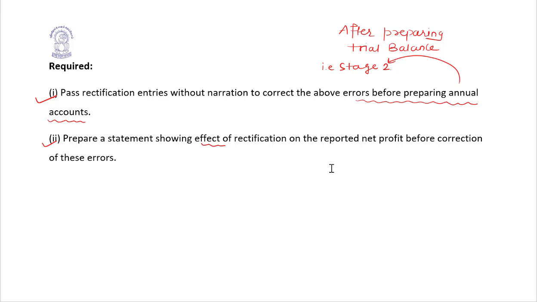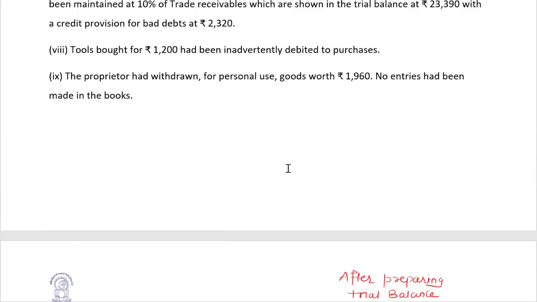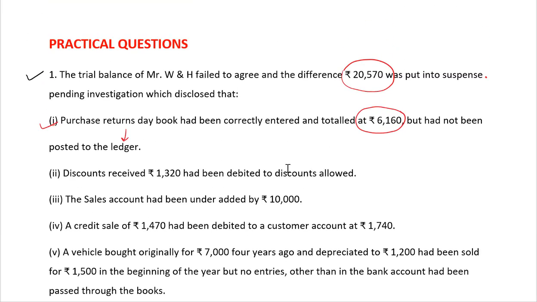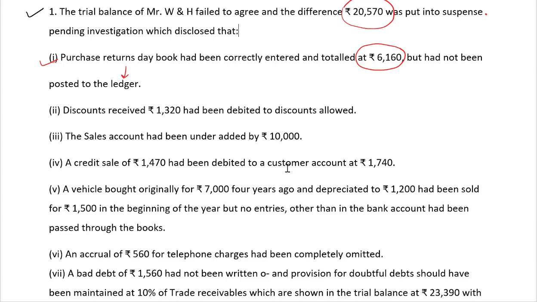Prepare a statement showing the effect of rectification on the reported net profit before correction of these errors. We'll do that. There is no problem. But let us read the whole question first. We have read the first one. Let's shift to the second one. Discount received rupee 1,320 had been debited to discount allowed account. We have received the discount. This is an income, but by mistake shown as discount allowed. That is shown as an expense.